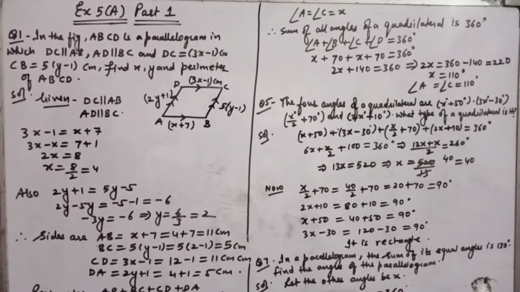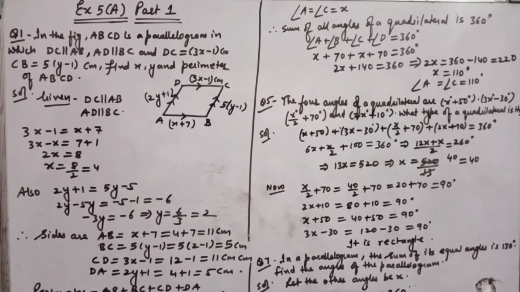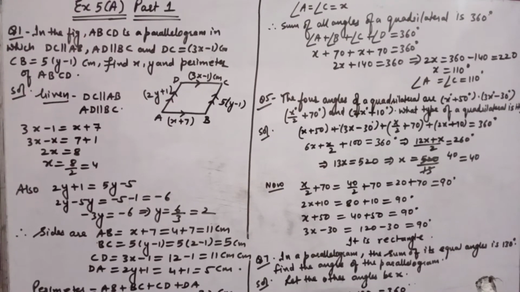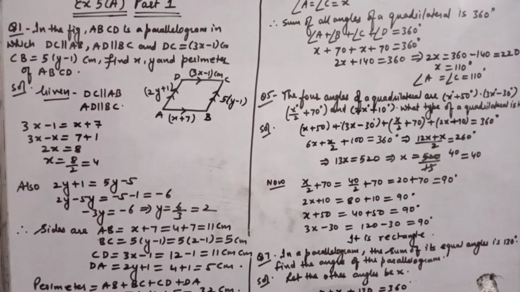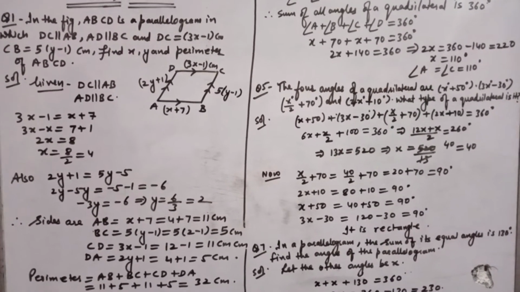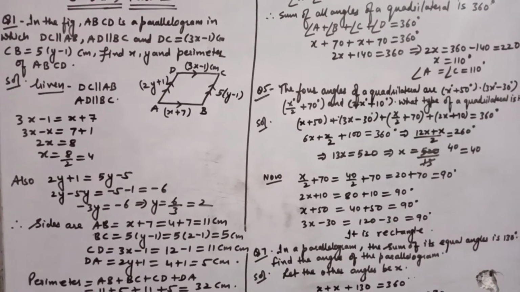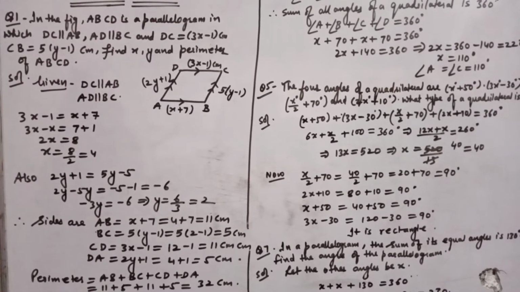Now students, we see question number 1 of exercise 5A. In the figure, ABCD is a parallelogram in which DC is parallel to AB, AD is parallel to BC and DC equals 3x minus 1 centimeter, CB equals 5 into y minus 1 centimeter. Find x and y and the perimeter of parallelogram ABCD.